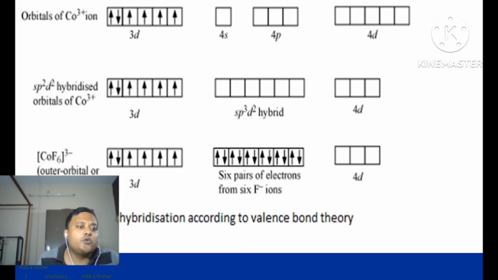Next one, CoF6 3-. Now cobalt 3+, fluorine is a weak ligand, cobalt 3+ means d6 system. Electrons are arranged in that way. Now 6 boxes we need: one s orbital, three p orbitals and two d orbitals. In that case it is sp3d2. Now sp3d2, as it uses the 4d orbital in hybridization, is an outer d complex. So CoF6 3- shows an outer d complex.